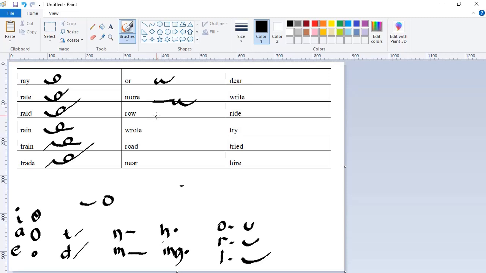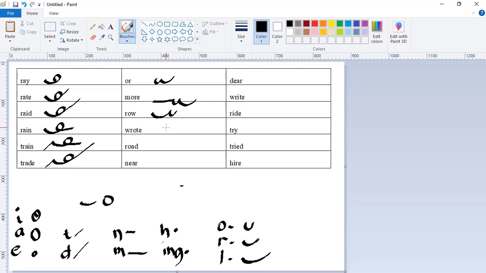Now next, row. So we have R and O. We only have R and O. How do you stroke them? We have R and O. Row. So kabaliktaran lang siya ng or, di ba? Row. Next, wrote. Wrote, though wrote starts with W, wala namang sound yung W.